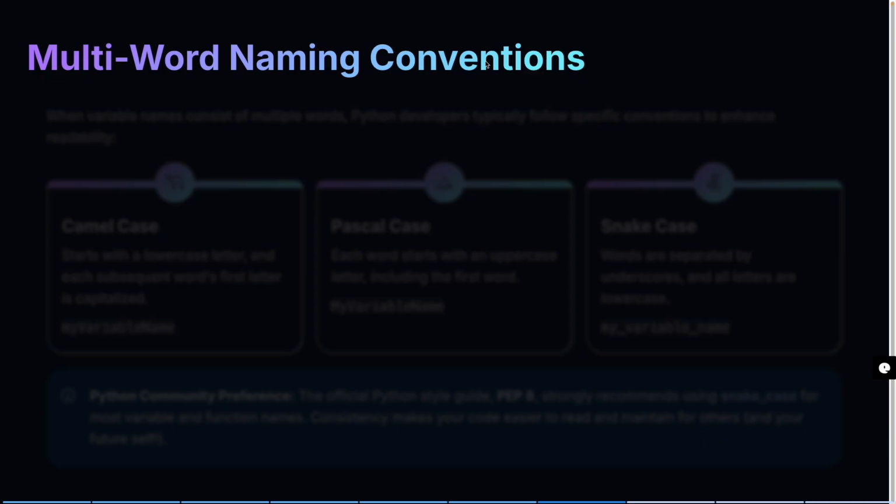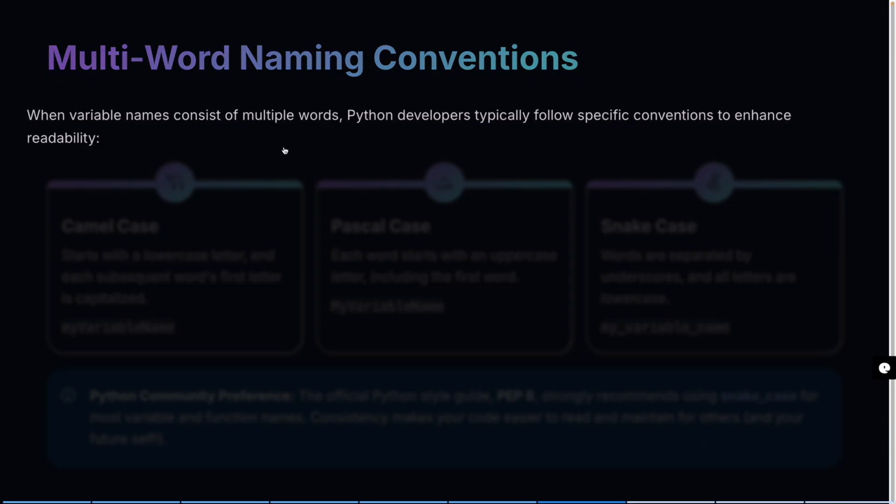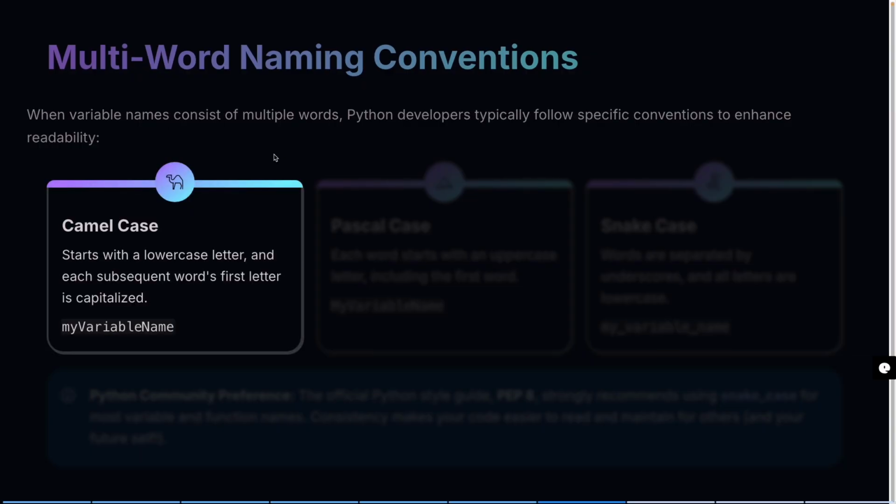Multi-word naming convention. When a variable name consists of multiple words, Python developers typically follow specific conventions to enhance readability. CamelCase: start with a lowercase letter and each subsequent word's first letter is capitalized. So this is a variable name that starts with a lowercase letter, and each subsequent word is capitalized.